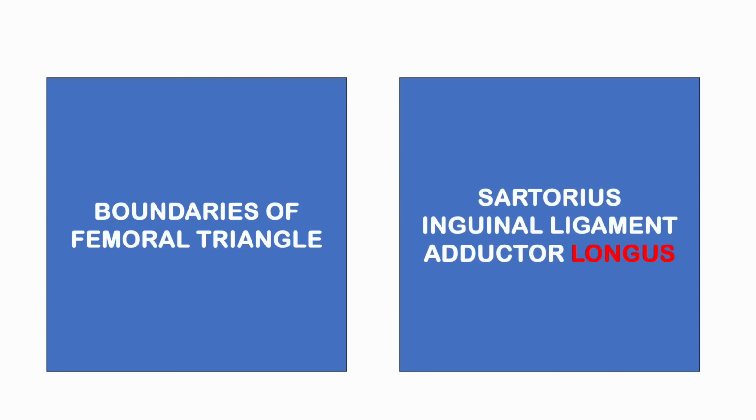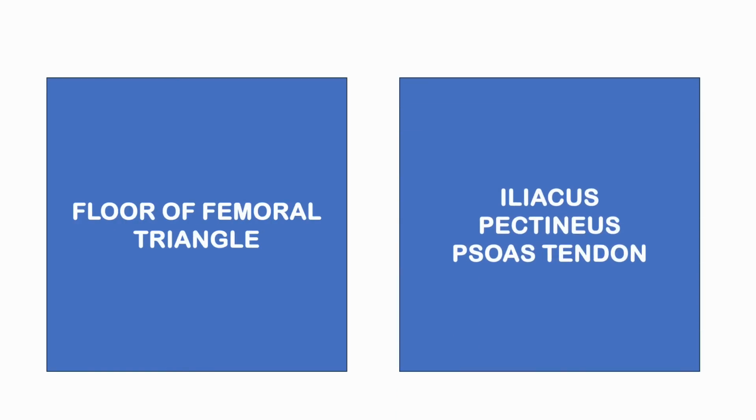Sartorius, inguinal ligament, and adductor longus. Floor of the femoral triangle is formed by iliacus, pectineus, and psoas tendon.